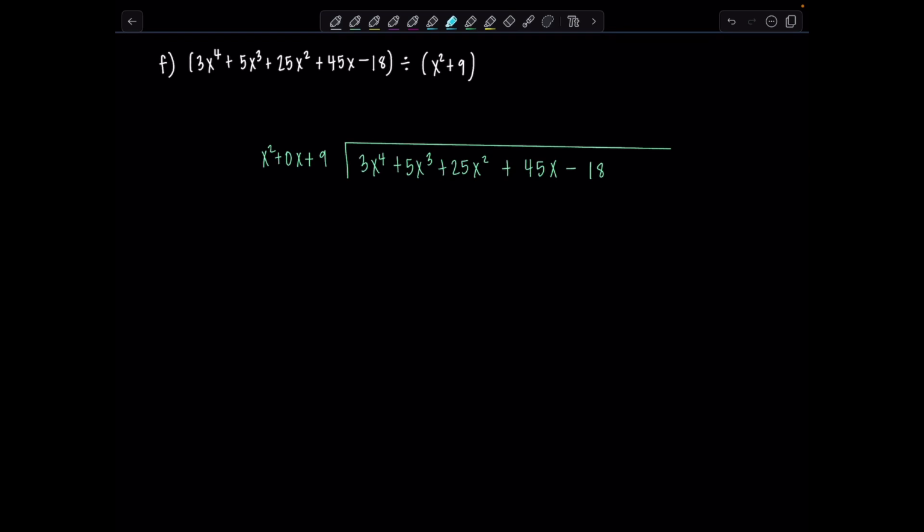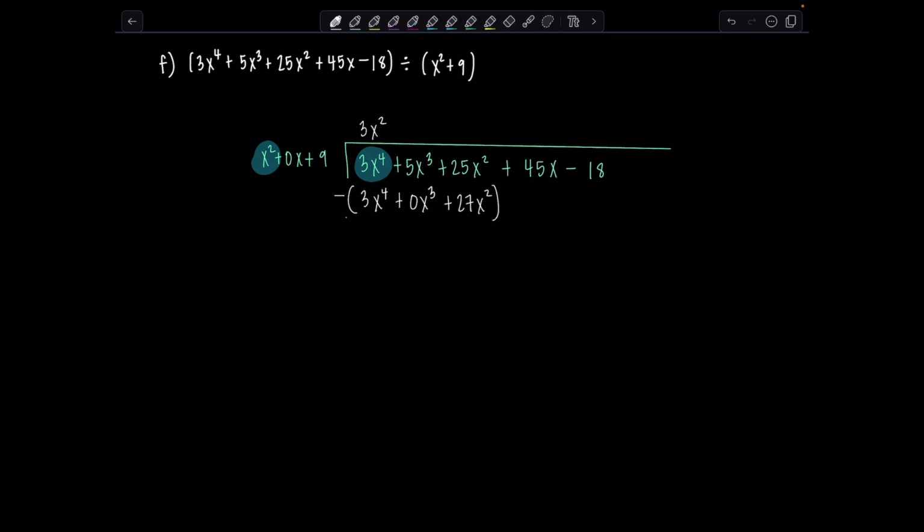So here we go. 3x to the 4th divided by x squared. So what do you multiply x squared by to make it 3x to the 4th? 3x squared. Then you distribute. Boom, boom, boom. So you're going to have 3x to the 4th plus, this is a little weird, but you do it, 0x cubed, or just put a space, plus 27x squared. So step 2 is done.